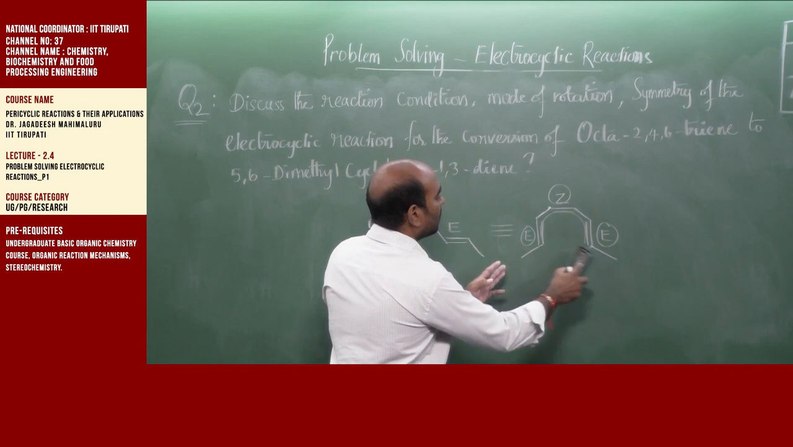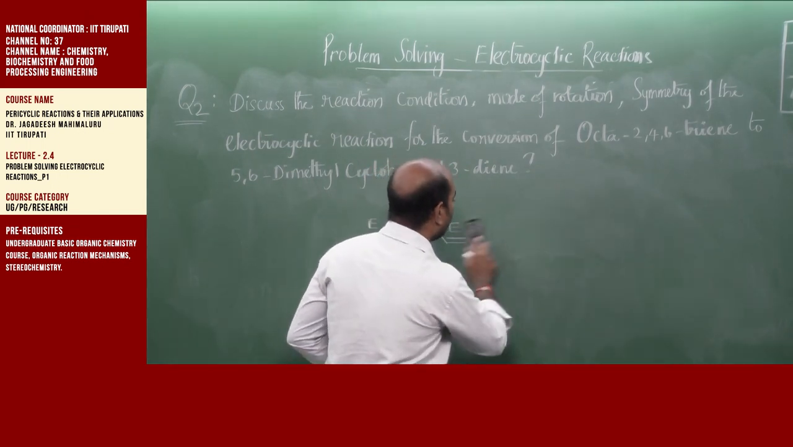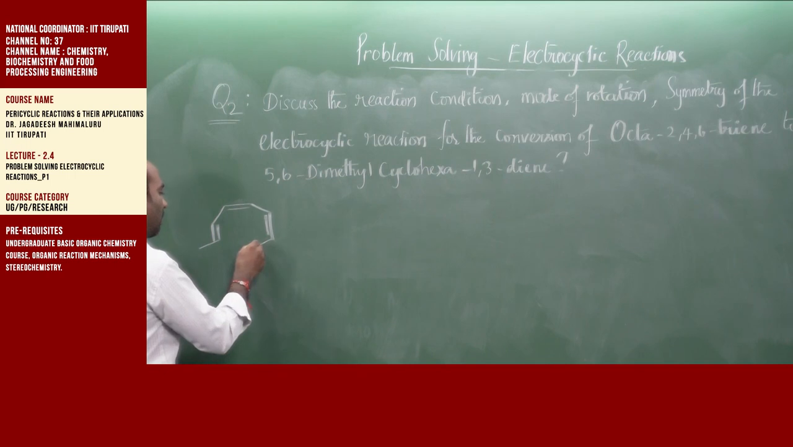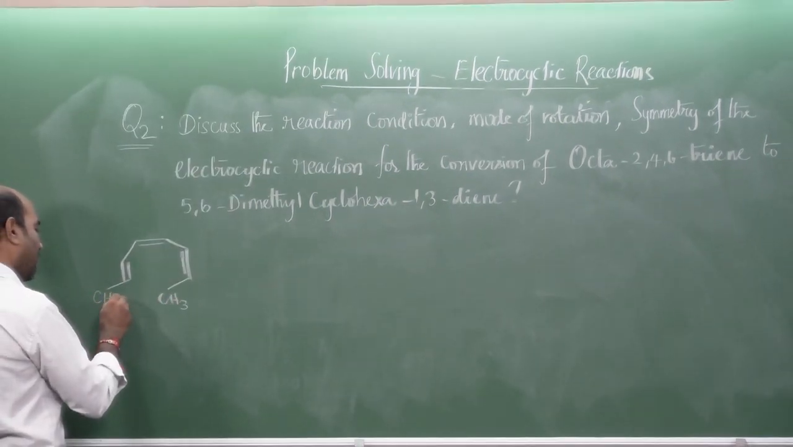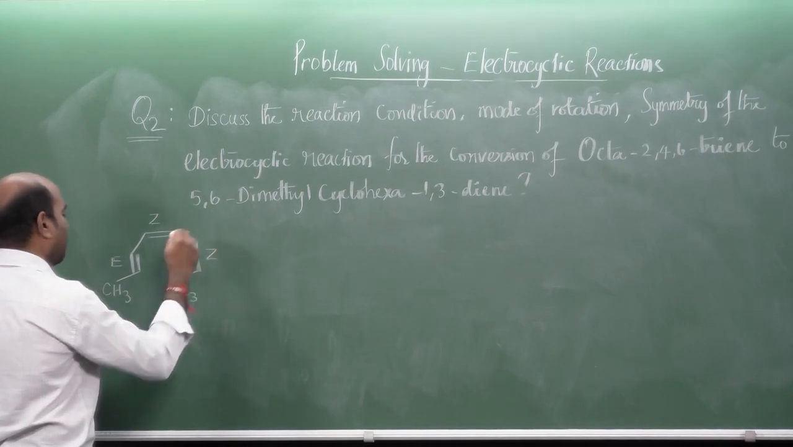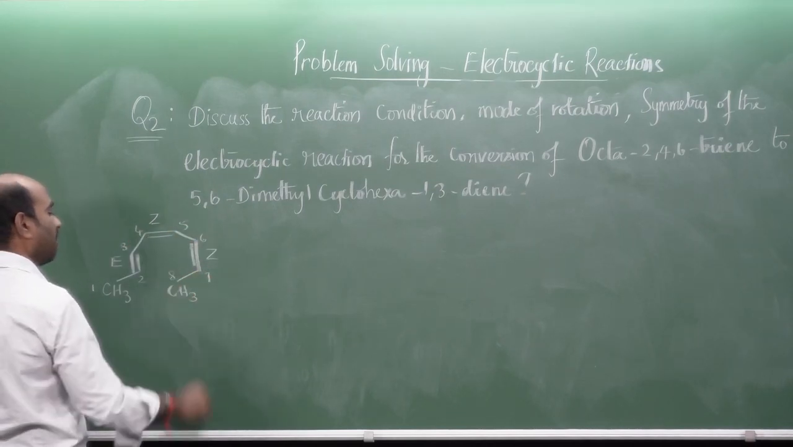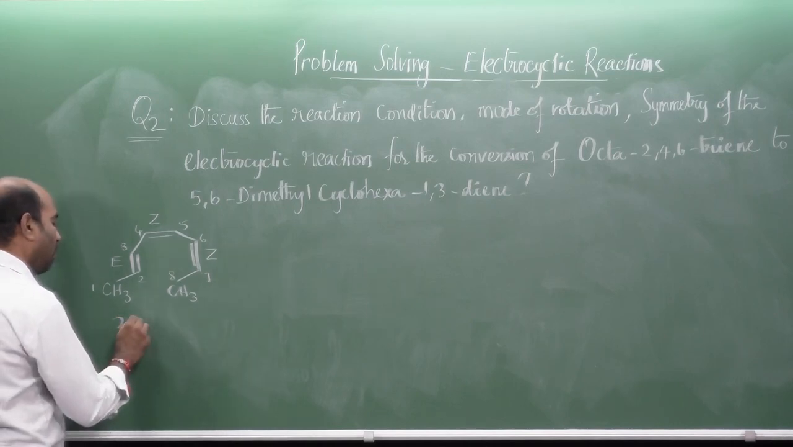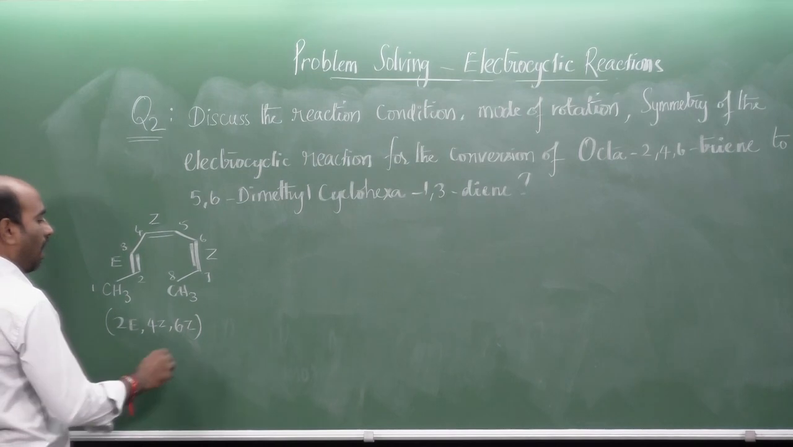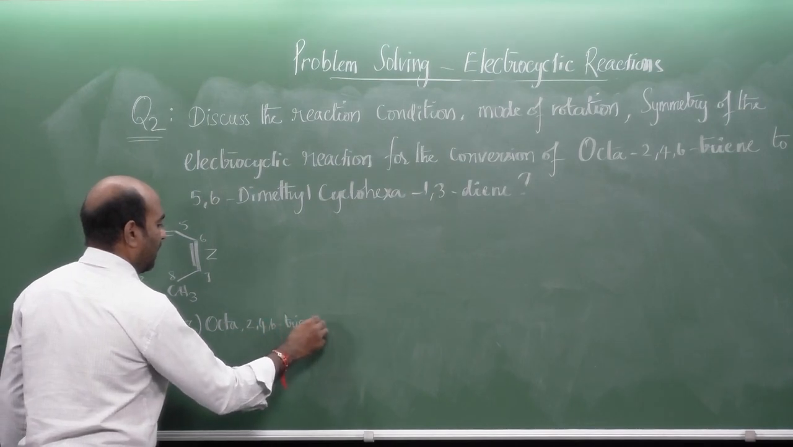So there are different stereochemistries based upon the orientation of these methyl substituents. We see one after the other. If the methyl groups are on the same side, what happens here? This is E, Z and Z. So, 1, 2, 3, 4, 5, 6, 7 and 8. Eight carbon atoms are there, and therefore 2E, 4Z, 6Z octa-2,4,6-triene is the molecule.